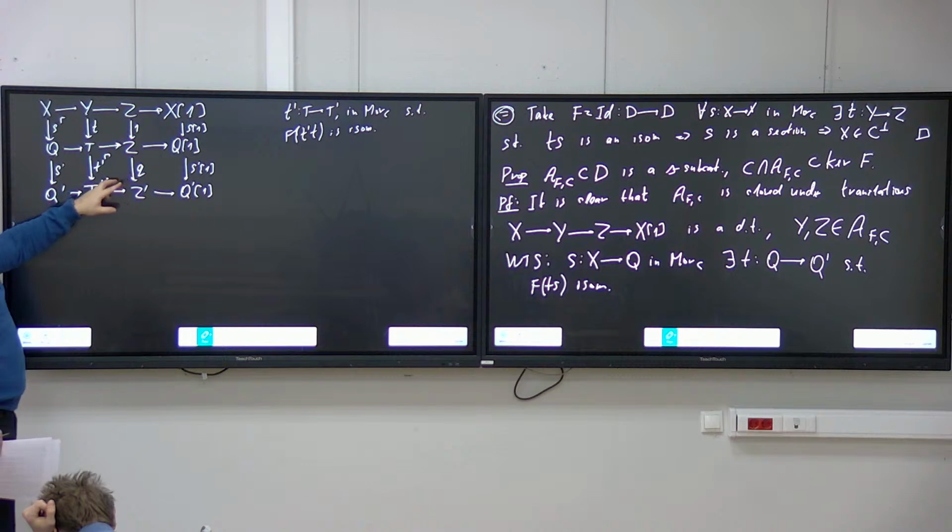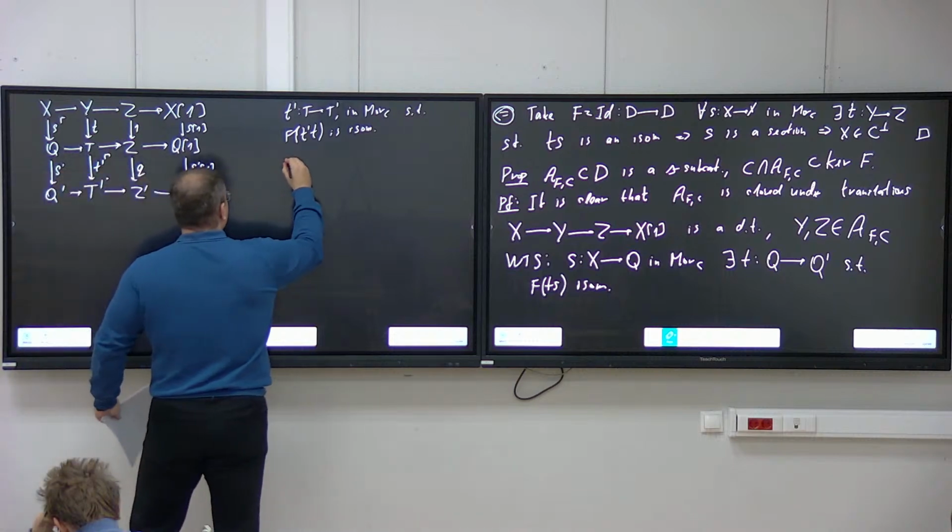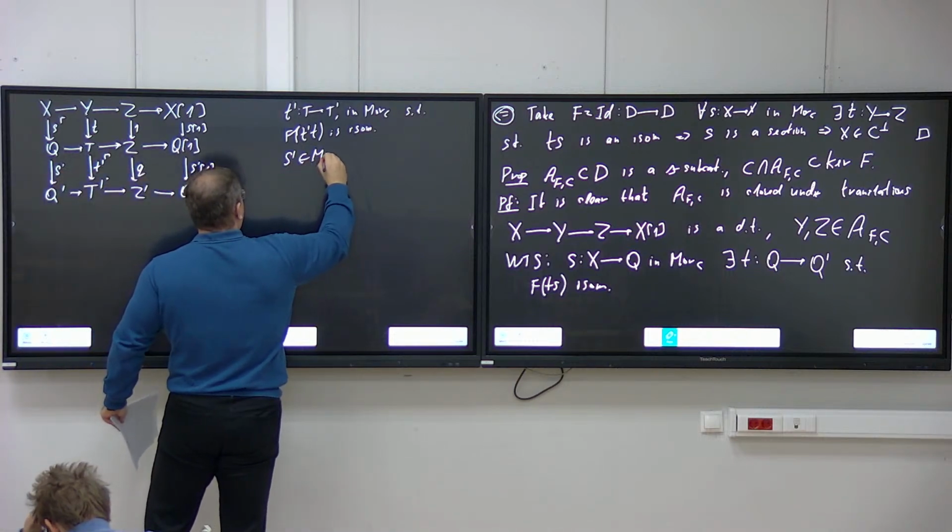And then there was a lemma that if in the map between two distinguished triangles, there are two maps from the Mor C, the third map I can also choose from the Mor C. So this map S prime that I constructed is in the Mor C.